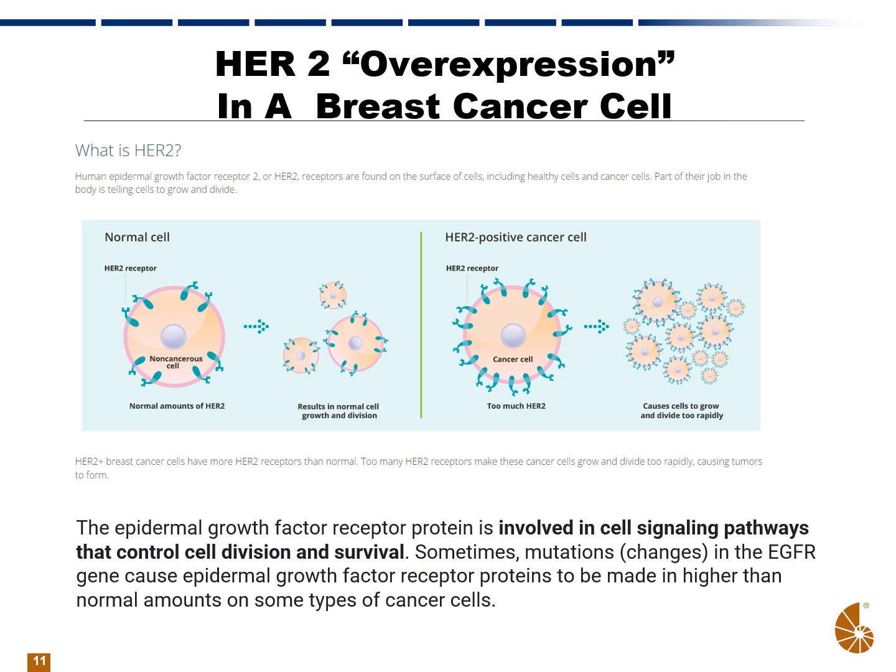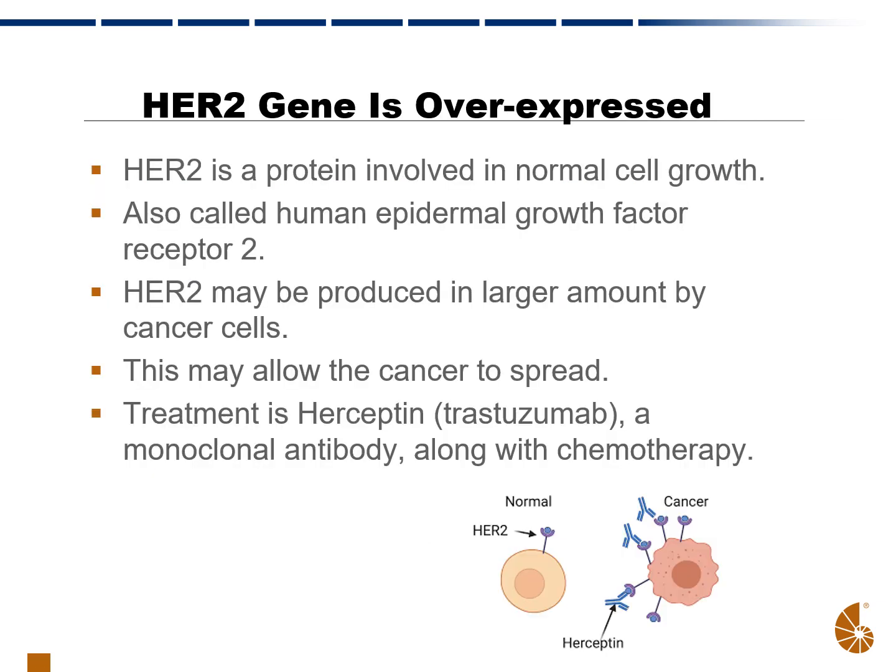This epidermal growth factor receptor protein is involved in cell signaling pathways that control cell division and survival. Sometimes mutations, changes, cause epidermal growth factor receptor proteins to be made in higher than normal amounts on some types of cancer cells. So when this HER2 gene is overexpressed, there's a larger amount of HER2 present, and this may allow the cancer to spread.